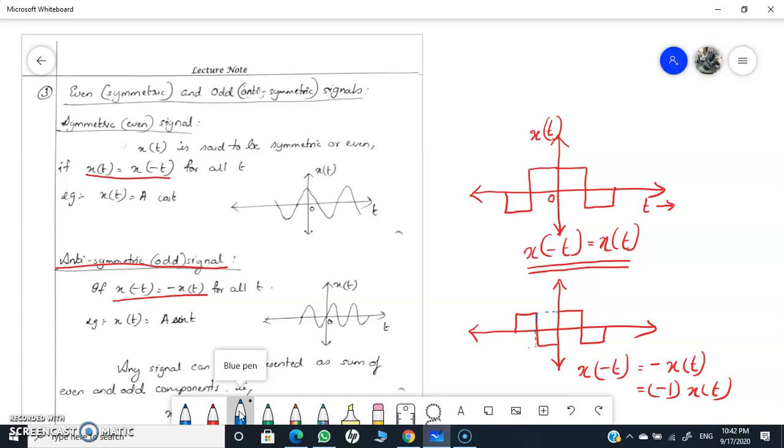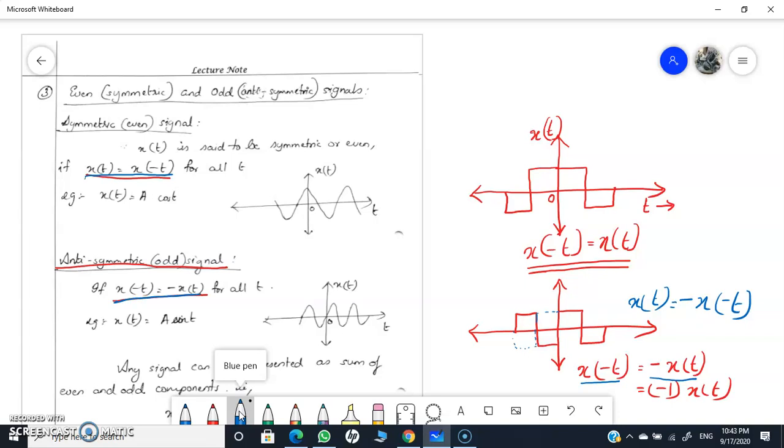That means x of minus t will be like this. Then from this x of minus t, how can I get the original signal? If I am multiplying this x of minus t with minus 1, I will be getting the original signal. That means x of minus t is equal to minus of x of t, or I can write x of t is equal to minus of x of minus t. So an even signal, or a symmetric signal, satisfies the condition x of t equal to x of minus t, and an odd signal satisfies the condition x of minus t is equal to minus of x of t.